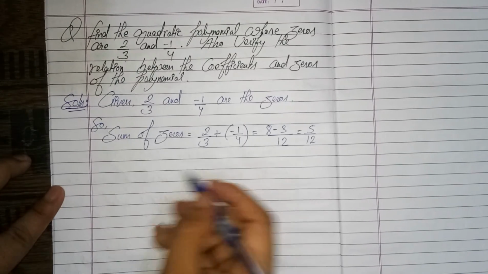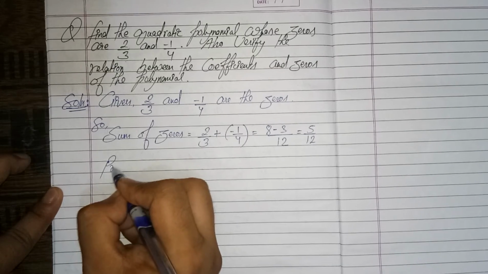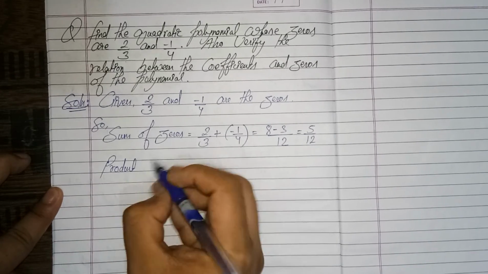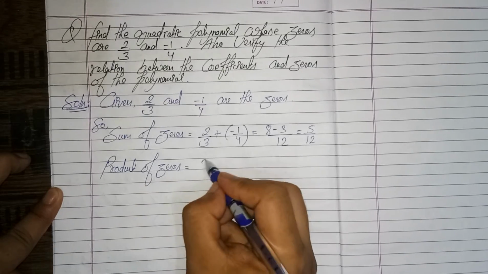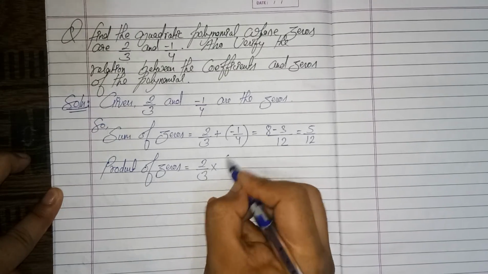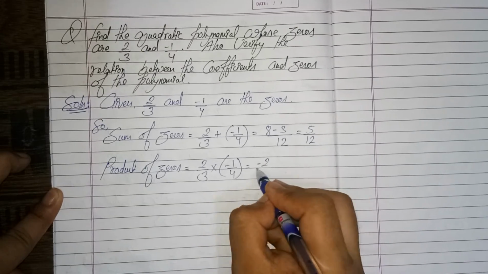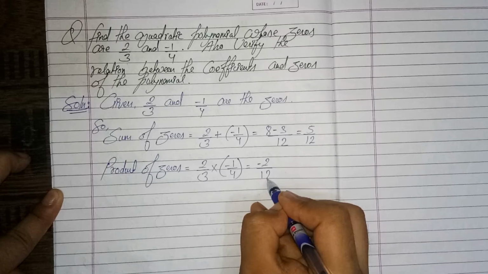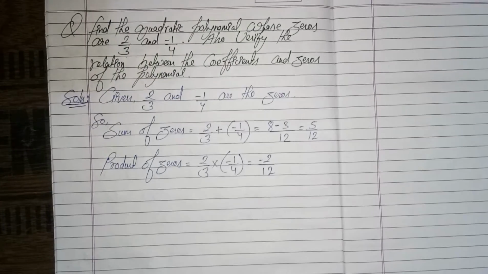Similarly, we can get the product of zeros, which equals 2 by 3 multiplied by minus 1 by 4. This is equal to minus 2 upon 12. So we just got the value of the sum of zeros and the product of zeros.